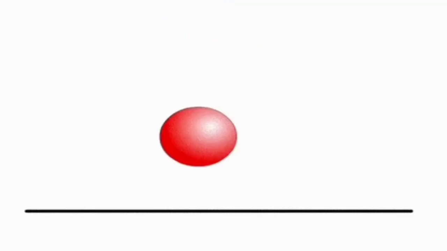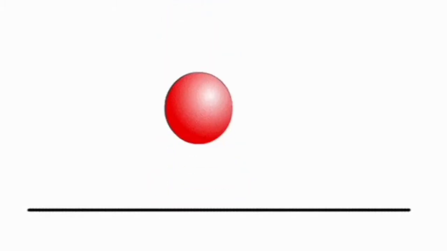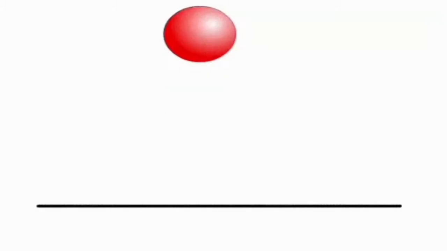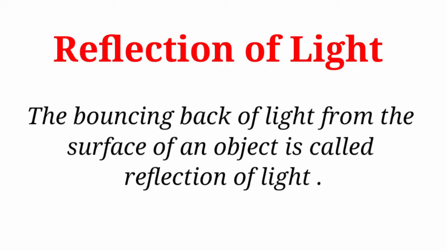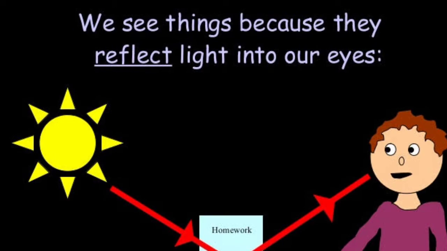Now we understand the term reflection. What is reflection? What happens when you throw a rubber ball at a wall? The ball bounces back. This is exactly how light behaves. When light falls on a reflecting surface, it bounces back. And this bouncing back of light from a surface is called reflection of light. It is the reflection of light that enables us to see non-luminous objects.